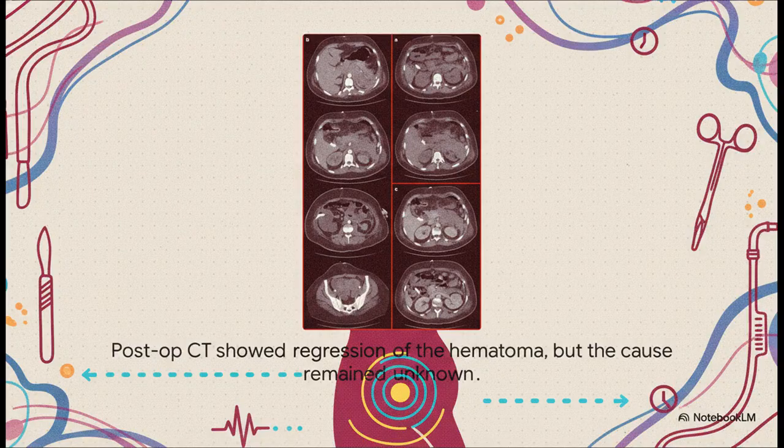So, after a massive transfusion, taking out her spleen, and temporarily packing the retroperitoneum, they're finally able to stabilize her and get her to the ICU. This CT scan from after the surgery shows that huge hematoma is starting to regress. But the incredible thing is, even after all that, no specific cause was ever found. This was a case of idiopathic spontaneous hemoperitoneum, a diagnosis of exclusion that is incredibly rare, and a terrifying reminder of how quickly things can go wrong.